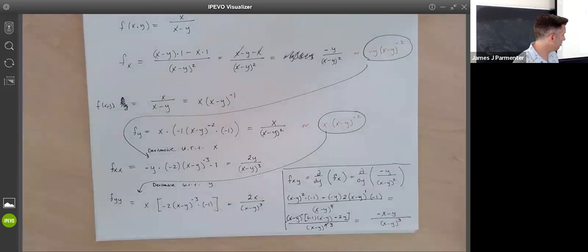Couple things to point out. Nothing cancels here. I don't have an (x - y) over (x - y). I have a (-x - y) over (x - y)^3.